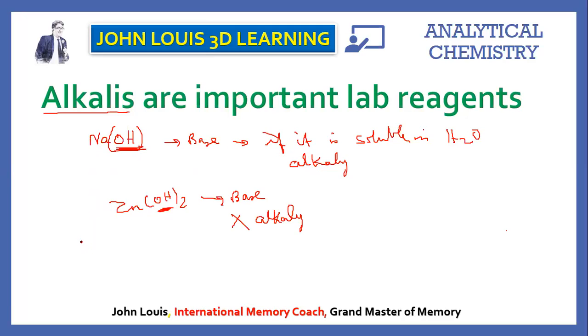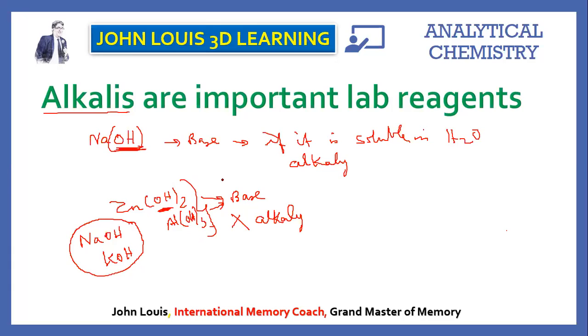So we are going to deal with alkalis. One is sodium hydroxide, the other is potassium hydroxide. These two are not only bases, but also alkalis, because both are soluble in water. If you take aluminum hydroxide, again it is a base, but not an alkali, because these two hydroxides are bases but not soluble in water. Therefore, they are not alkalis.